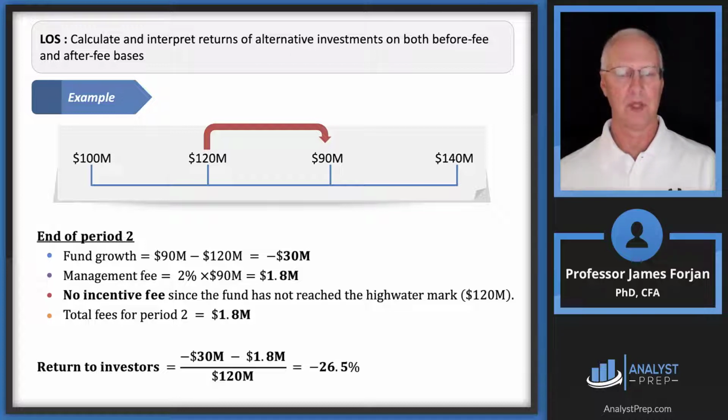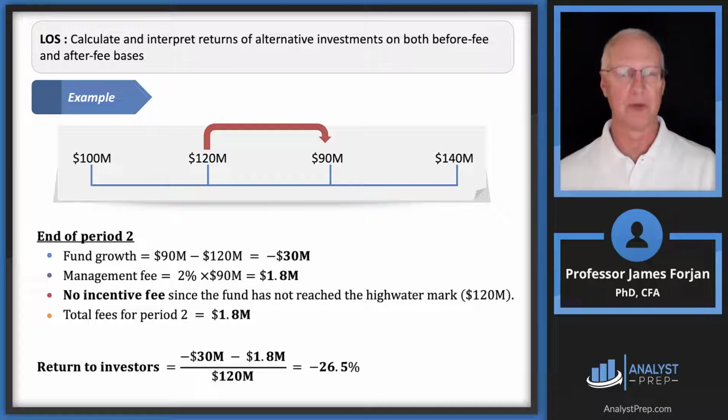So notice that you lost 30 million out of the original 120. So what is 3/12, right? That's 25%. So you lost 25%, but then you lose a little bit extra more because you had to pay me the management fee. So your loss is 26.5%.